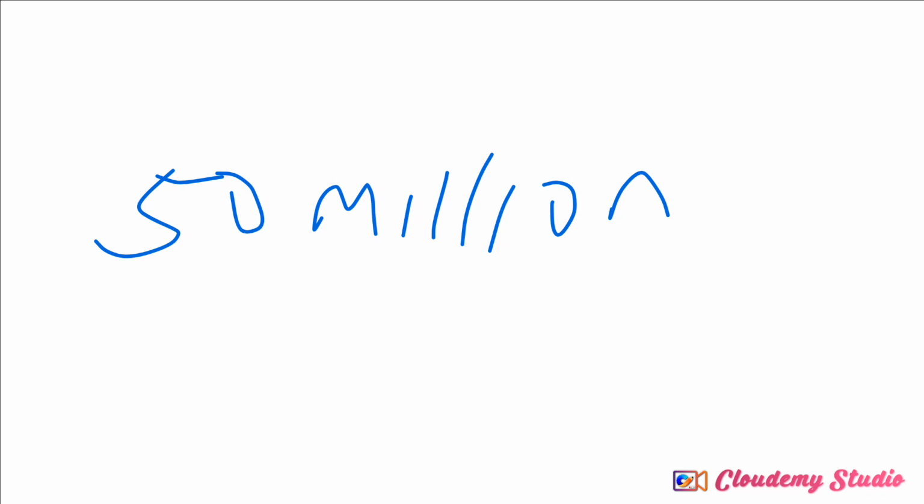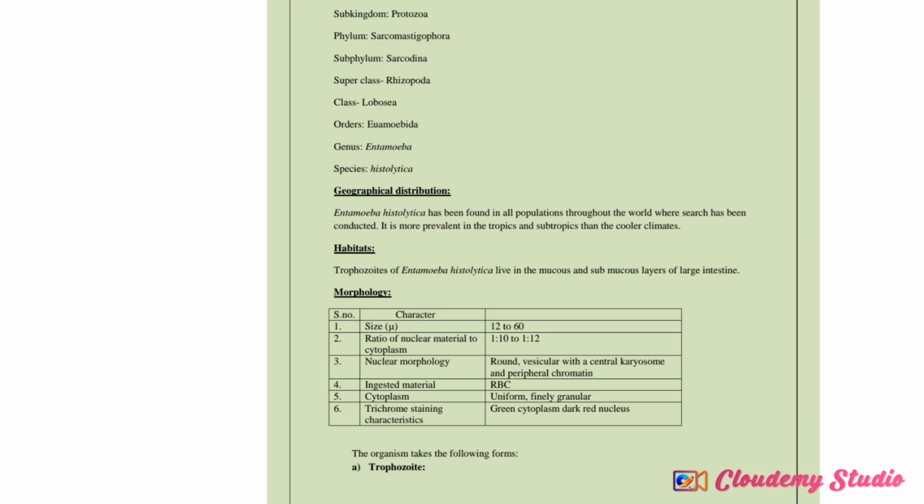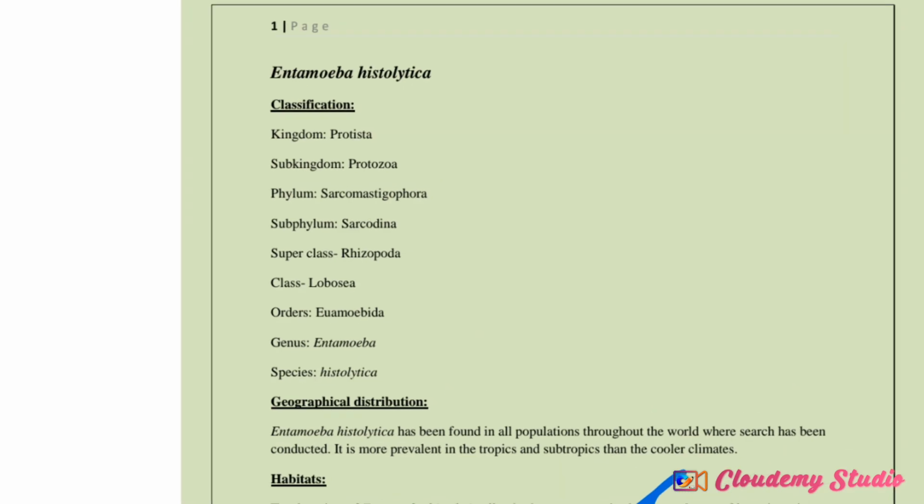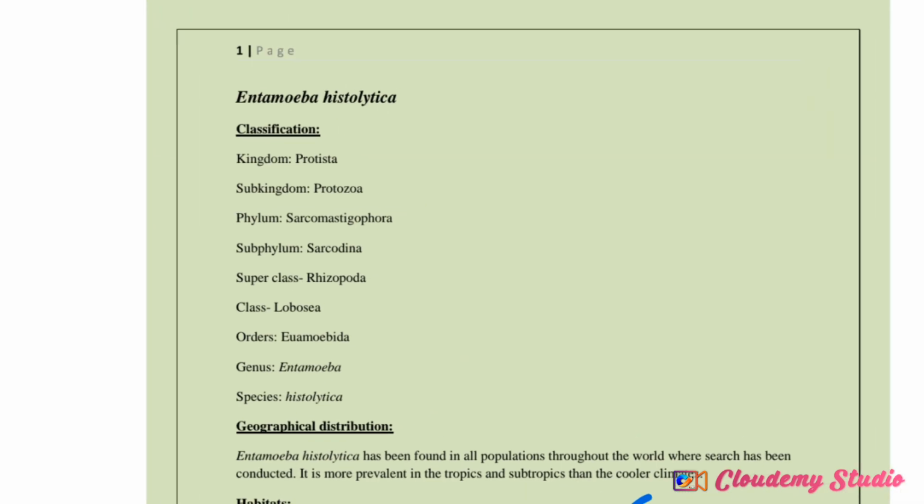So let us check the systematic position of this animal. Now look at the systematic position. They are in kingdom Protista, subkingdom Protozoa, phylum Sarcomastigophora, subphylum Sarcodina, superclass Rhizopoda, class Lobosea, order Amoebida, genus Entamoeba, and species histolytica.